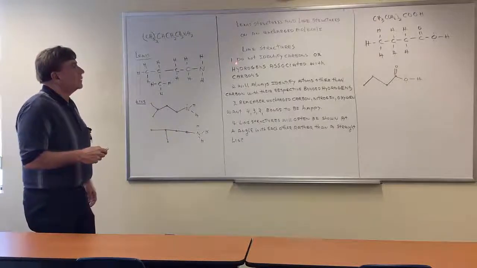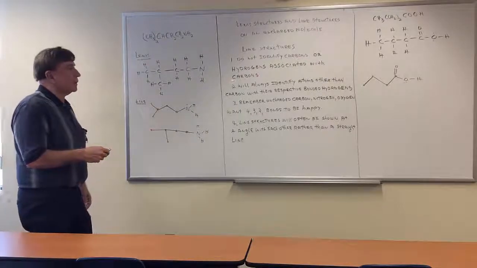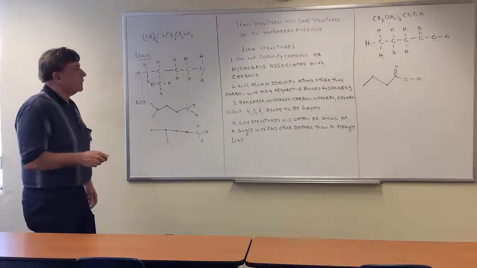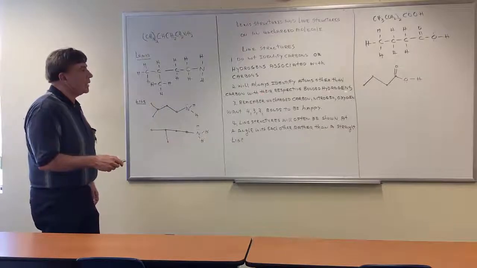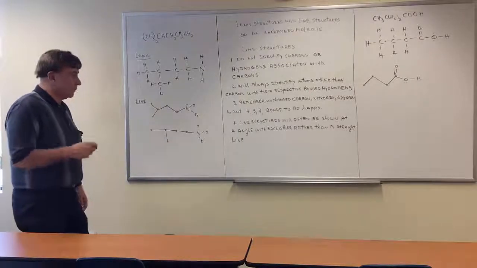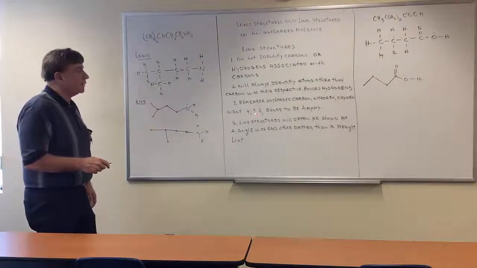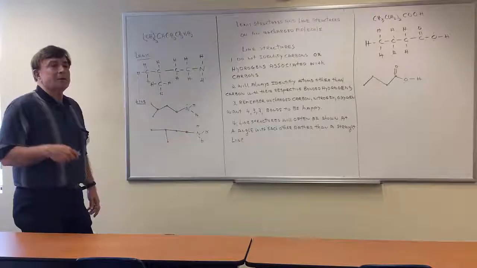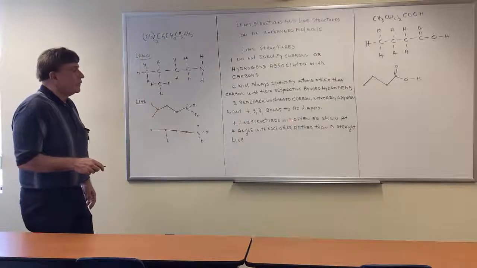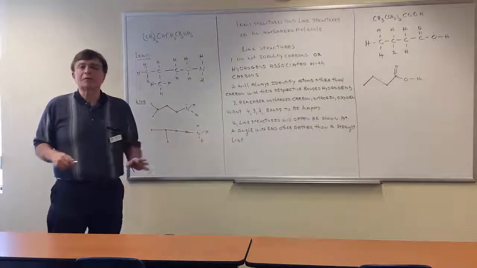First of all, in a line structure, you do not identify the carbons or the hydrogens associated with those specific carbons. Second thing, we'll always identify atoms other than carbon with their respective bonded hydrogens. So if it's nitrogen, their respective bonded hydrogens will be attached to it. Remember, uncharged carbon, nitrogen, oxygen want 4 bonds, 3 bonds, and 2 bonds to be happy. That makes it a little easier for you to see the line structure. The final statement, line structures will often be shown at an angle with each other rather than a straight line. And some students ask why, and I'm going to explain it very shortly.